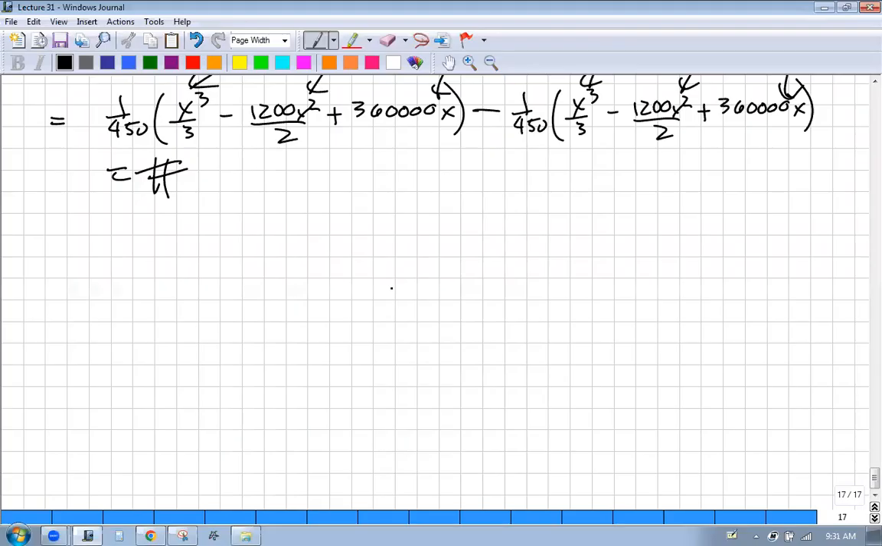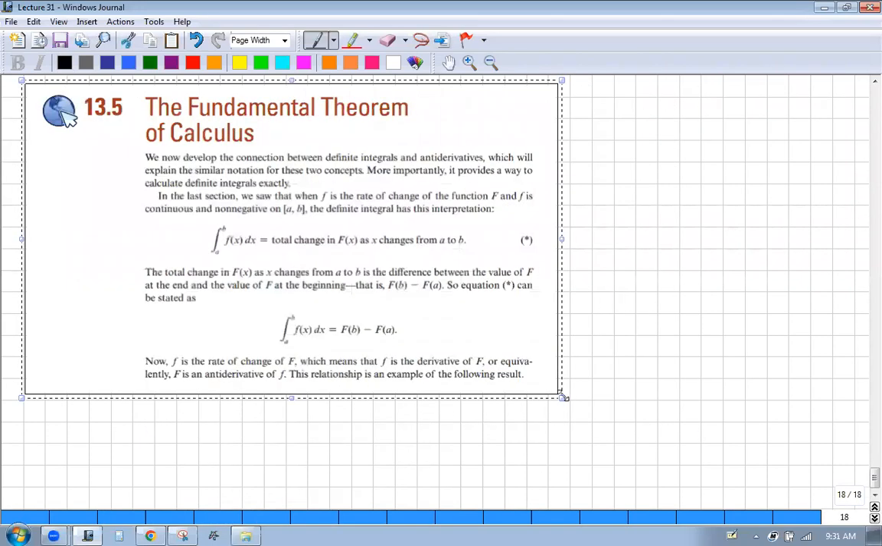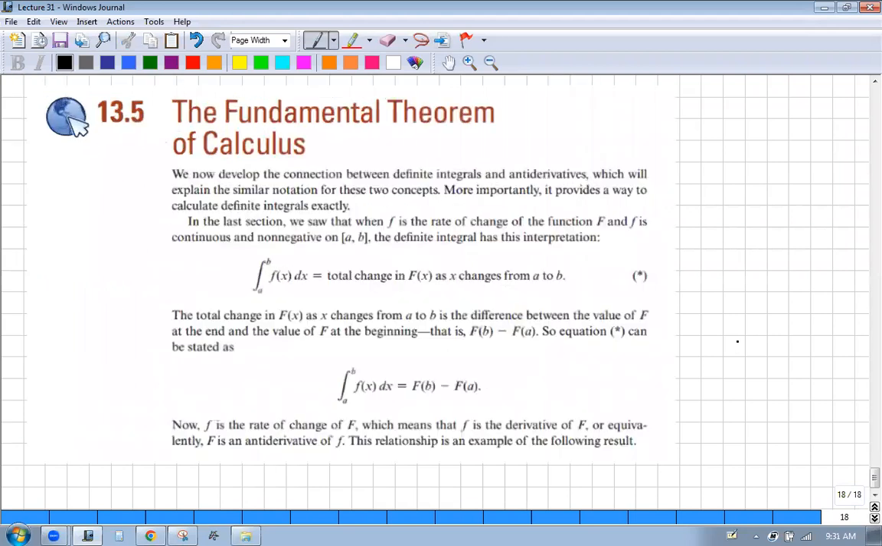That section that we just covered should have been about the fundamental theorem. Oh, here it is. Fundamental theorem of calculus. All right, this is what I've been waiting for. We now develop the connection between definite integrals and antiderivatives, which will explain the similar notation for these two concepts. More importantly, it provides a way to calculate definite integrals exactly. In the last section, we saw when little f is the rate of change of the function big F and little f is continuous and non-negative, the definite integral has this interpretation.